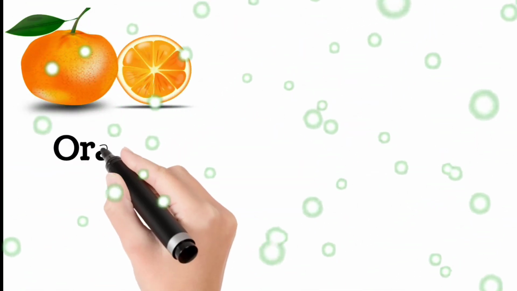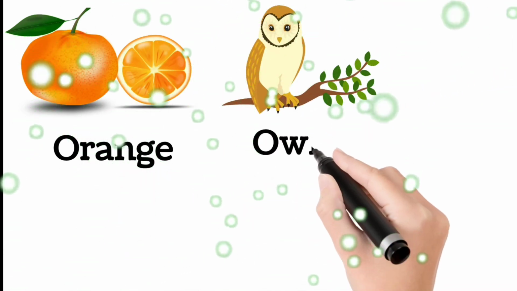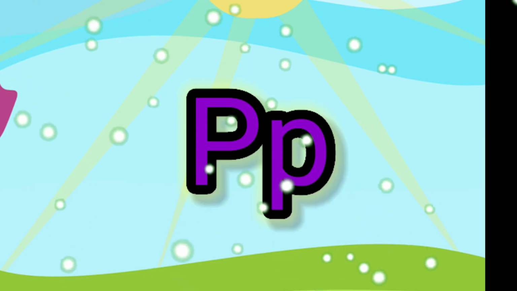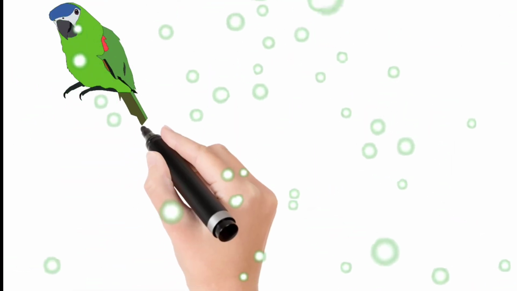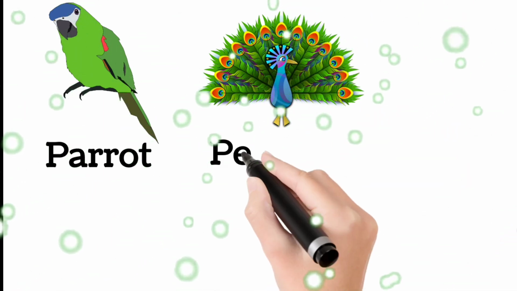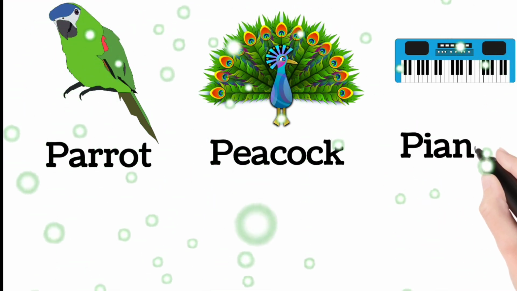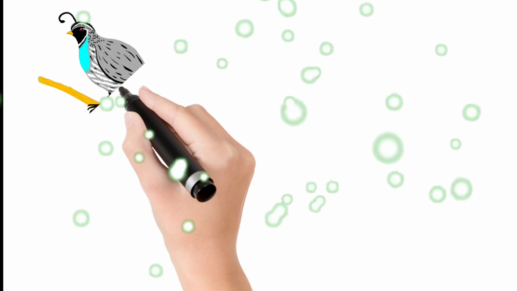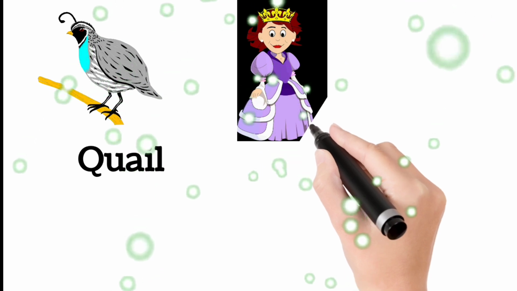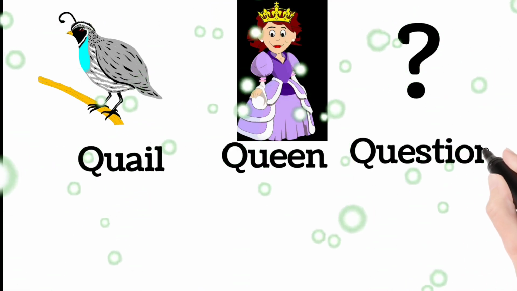O for orange. O for owl. O for onion. P for parrot. P for peacock. P for piano. Q for quail. Q for queen. Q for question mark.